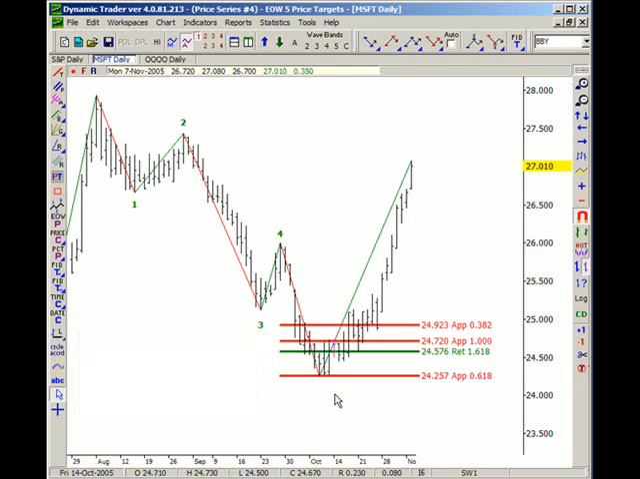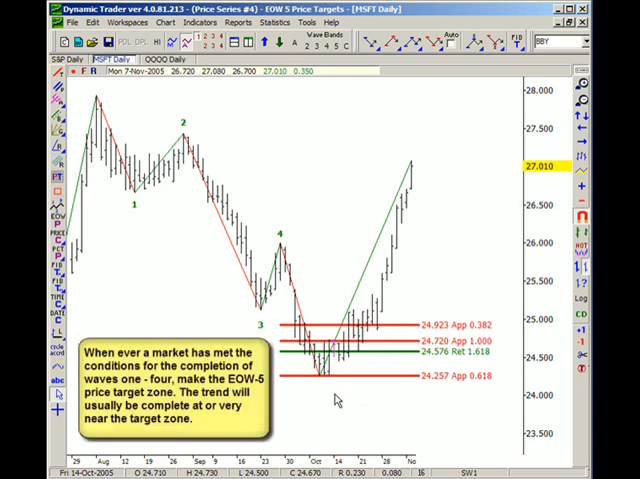So do you see how valuable this can be to you to help identify the price zones where a trend is going to complete if the market has met the conditions for these waves 1 through 4, or the first 4 sections of the trend? Very valuable information for any market in any time frame. Let's look at some more examples.